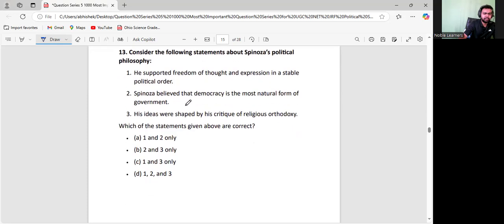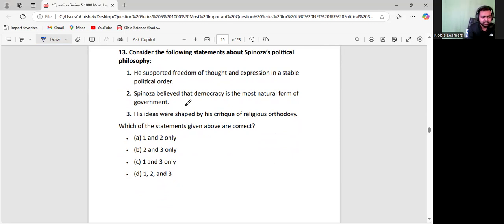That's the point Spinoza makes over here. Let us understand the next one. This is also very important, like question number 13. What does the political philosophy of Spinoza talk about? He supported the freedom of thought and expression in a stable society. If the society is stable, then he is supporting this.